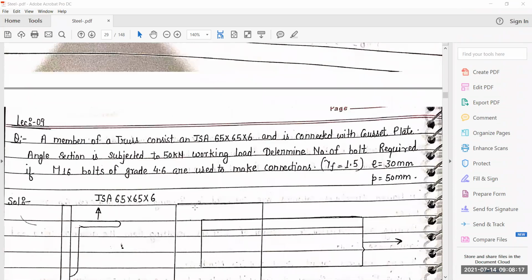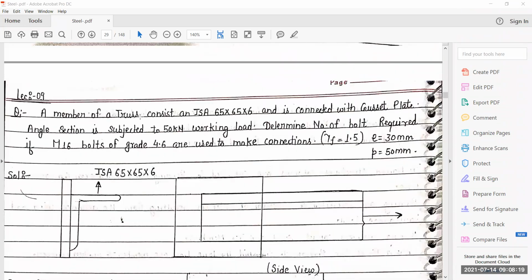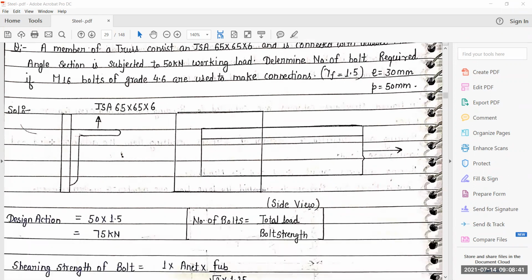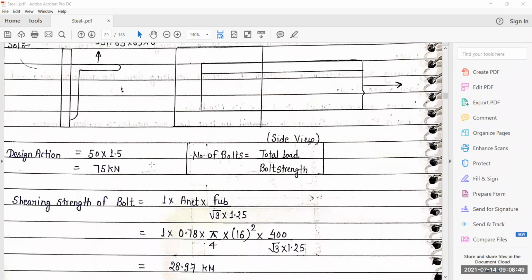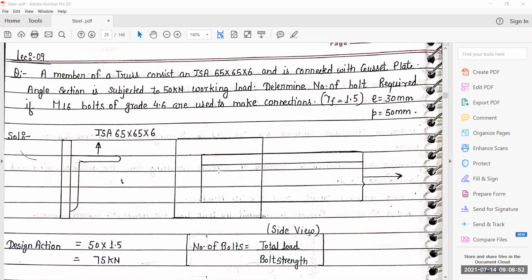Now the start of the question: a member of truss consists of ISA 65 by 65 by 6 and is connected with the gusset plate. The angle section is selected with a particular working load; determine the number of bolts required. M16 bolts of grade 4.6 are used to make the connection. Gamma F is 1.5, e is equal to 30 mm, and p is 50 mm. This is the section of ISA 65 by 65 by 6, and the design action is 1.5 times 50, which is 75 kN.